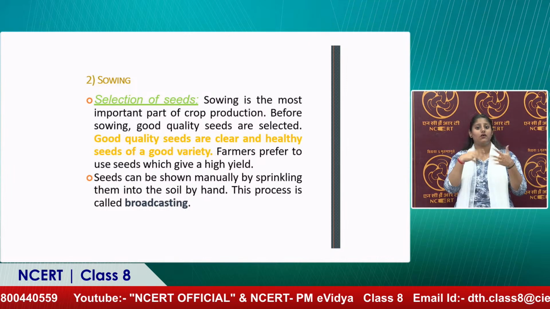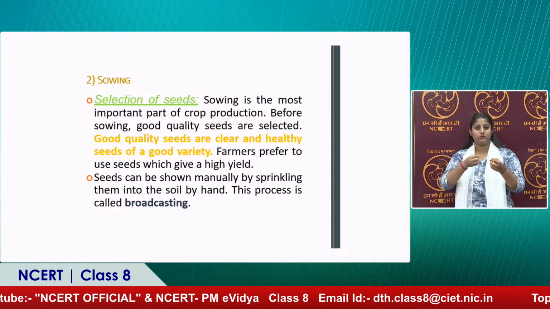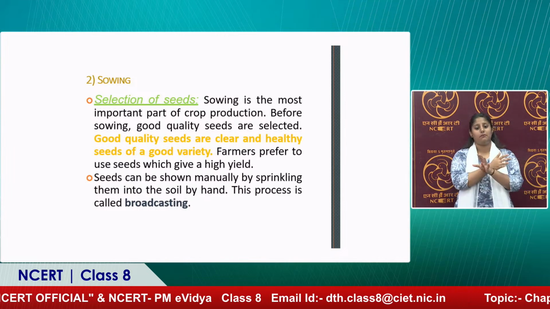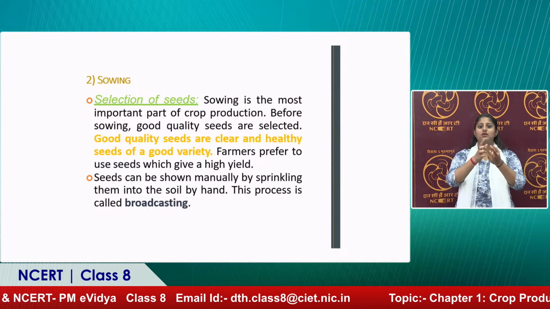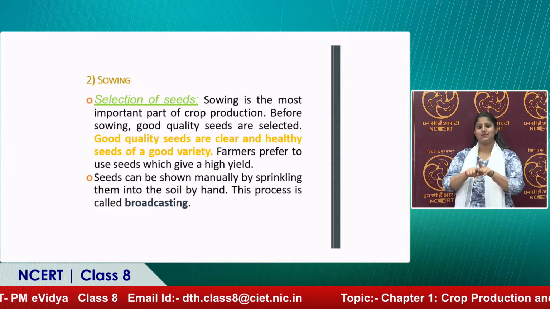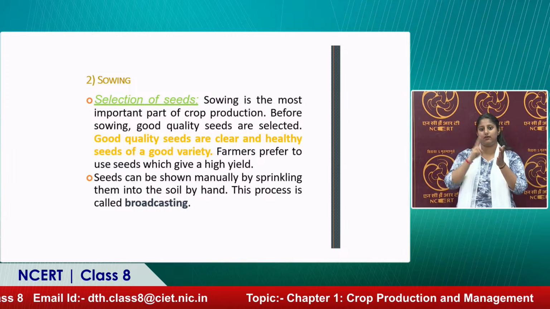Now the question comes of how the seeds are distributed. Earlier it was done by hand, just sprinkling the seeds like this with the help of the hand. That process is called broadcasting. But this process has its disadvantage too, because the person doesn't know how many seeds are going to what place. There is a probability that in some parts you have more seeds and in other parts there are fewer seeds.